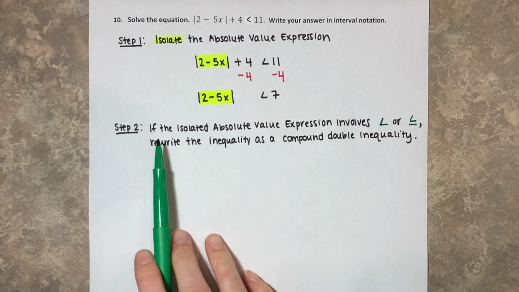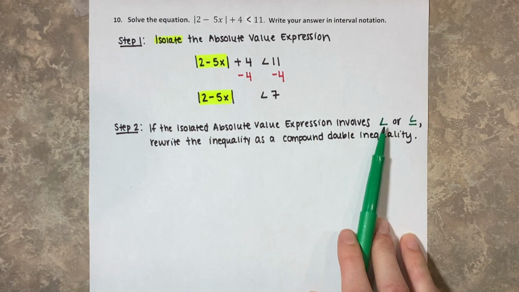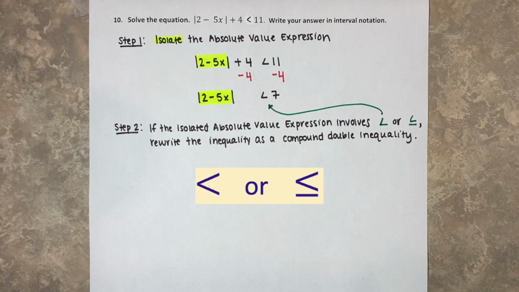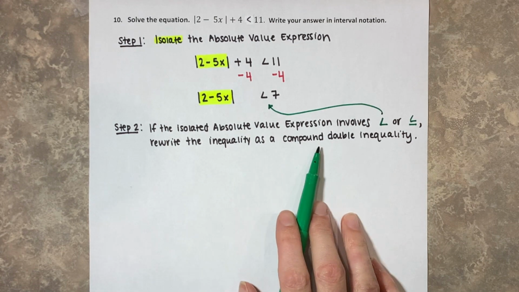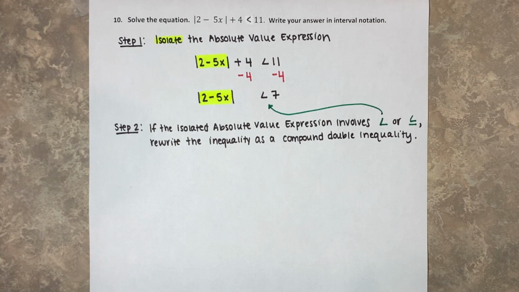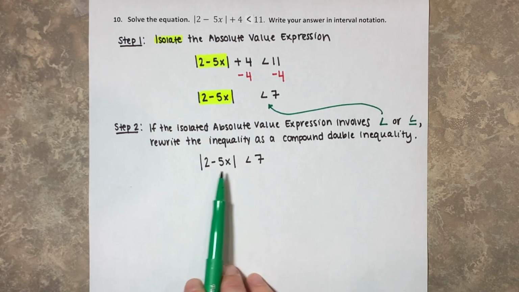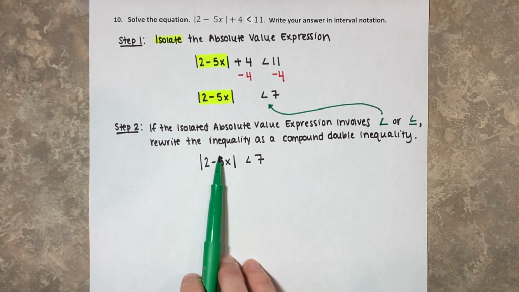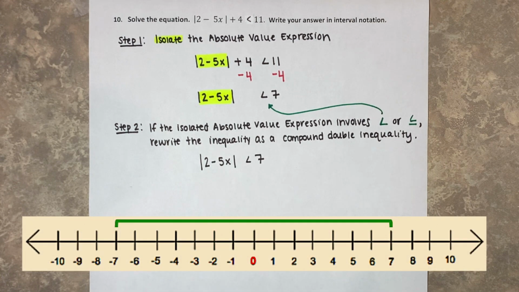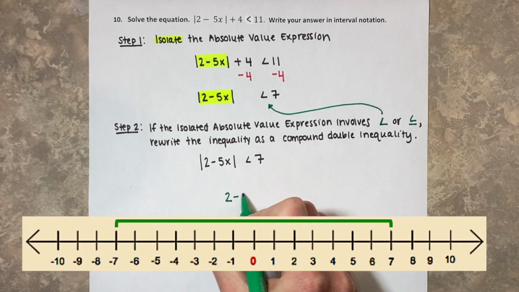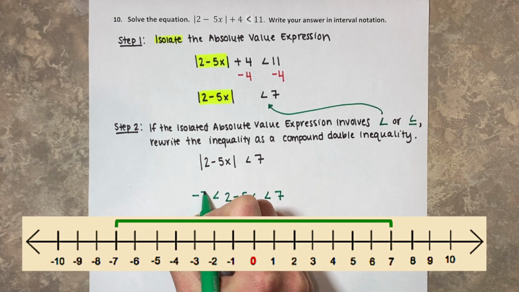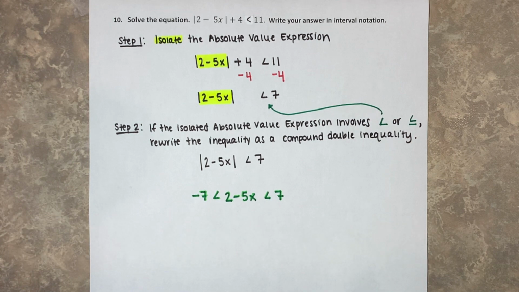Step 2, if the isolated absolute value expression involves a less than or equal to symbol, which is the case here, then we want to rewrite the inequality as a compact double inequality. So let's start by copying down this exact inequality right here. Now, again, the absolute value means distance from 0. So in order for this quantity to have a distance from 0 that's less than 7, this quantity must be between positive 7 and negative 7. So this is our compact double inequality.